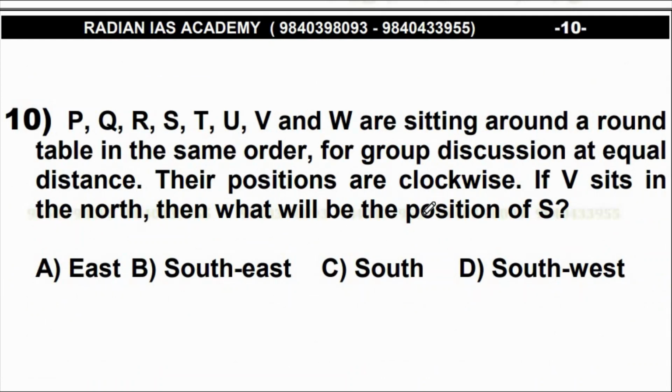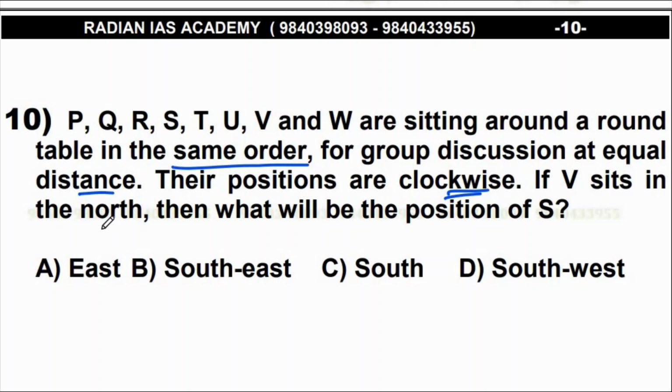Next question. Answer this. P, Q, R, S, T, U, V, W are sitting around a round table in the same order. Please note that in the same order. This need not be in the same order, but in this question it is given as the same order. Therefore, you can put a circle and equally space the 8 persons P, Q, R, S, T, maybe in the directions, because we have 8 directions. Therefore, in this way, you can arrange them for a group discussion. It's equal distance. Their positions are clockwise.